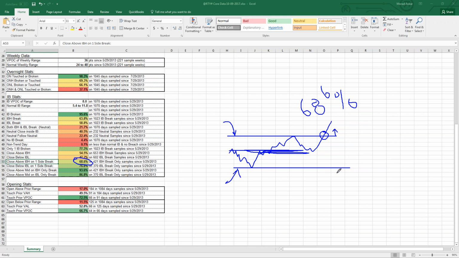What about the IB low? If we inverse this, and we break the IB low only one side, then 76.8% of the time it'll close below the IB low. We just had a day like that because I bet on it. Hang on, what day was it?